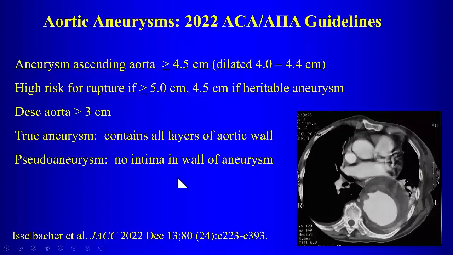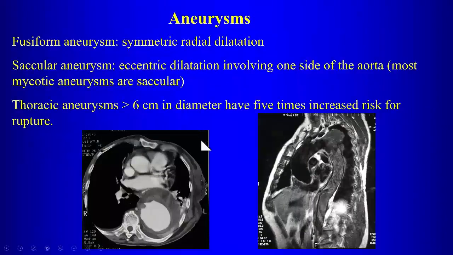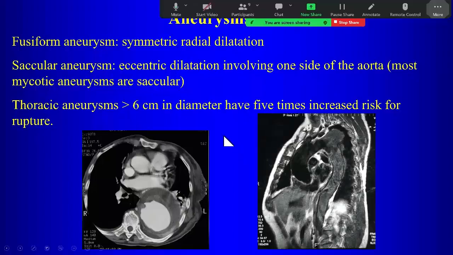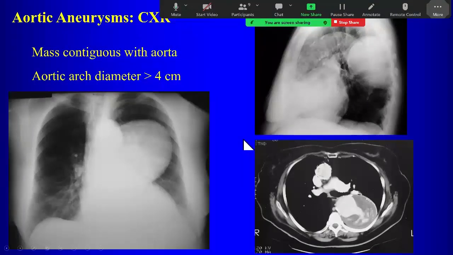A true aneurysm contains all layers of the aortic wall. A pseudoaneurysm, there is no intima within the wall of the aneurysm. So aneurysms can be described as fusiform, where we have symmetric radial dilatation of the aorta, or saccular, where you have an outpouching from the aorta on one side. So when we see a saccular aneurysm, you might also suspect mycotic aneurysms, as mycotic aneurysms tend to be saccular. And as we've said, once the aorta enlarges more than 5 centimeters, especially when it gets to 6 centimeters, you really have a significant increase in the risk for rupture.